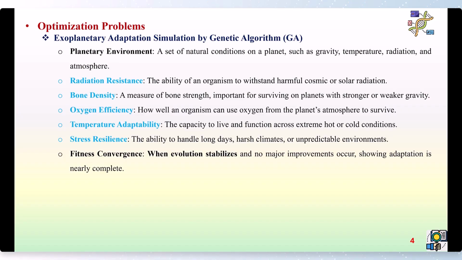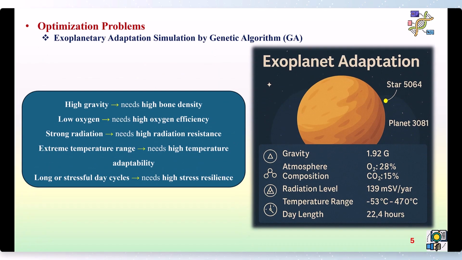Fitness convergence here is when evolution is stabilized and no major improvement occurs, showing adaptation is nearly completed. Here at right, we can see a random star and its planet, and some features of that planet like gravity, atmosphere conditions like oxygen, carbon dioxide, radiation level, and temperature range, plus day length.